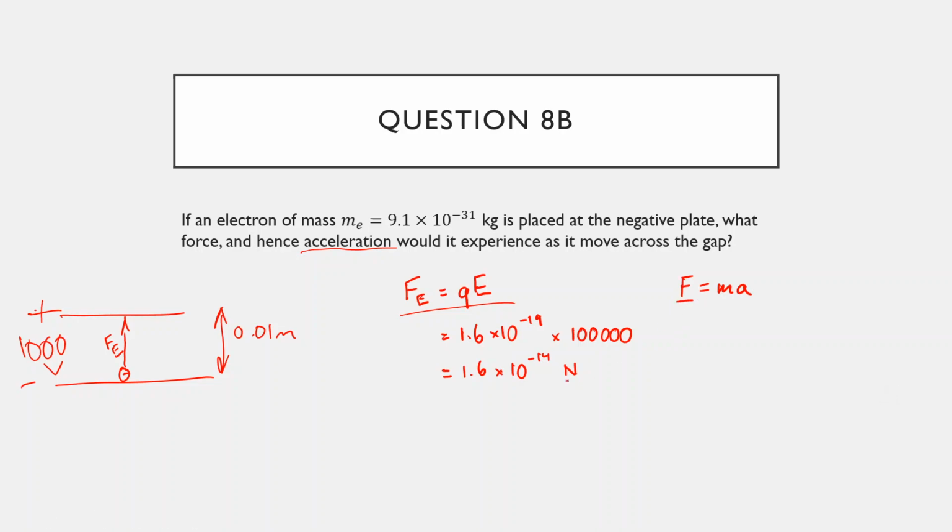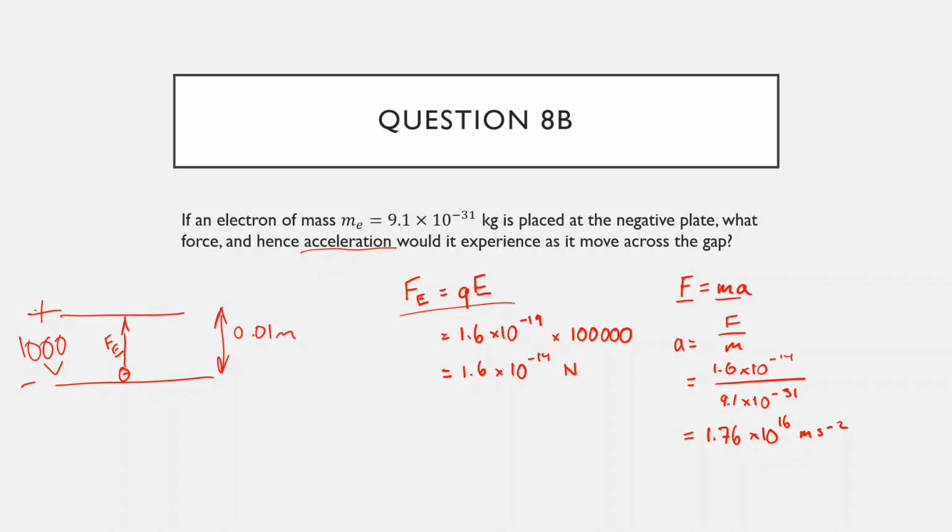Okay, we've got the force that we just worked out. m is the mass of the electron given to us in the question. And so the acceleration is just force divided by the mass. So we've got 1.6 times 10 to the negative 14 divided by 9.1 times 10 to the negative 31. And you end up getting something ridiculous. 1.76 times 10 to the 16. That is a massive acceleration. Okay, due to the fact that the electric force is actually pretty strong, and also the fact that electrons are really, really tiny, its acceleration turns out to be this massive number.